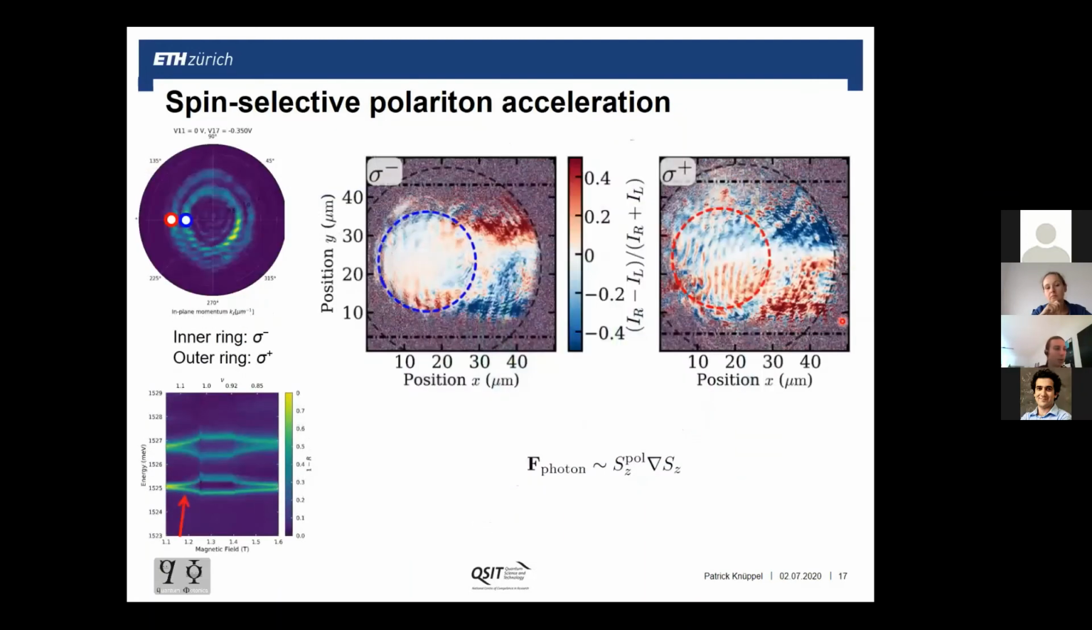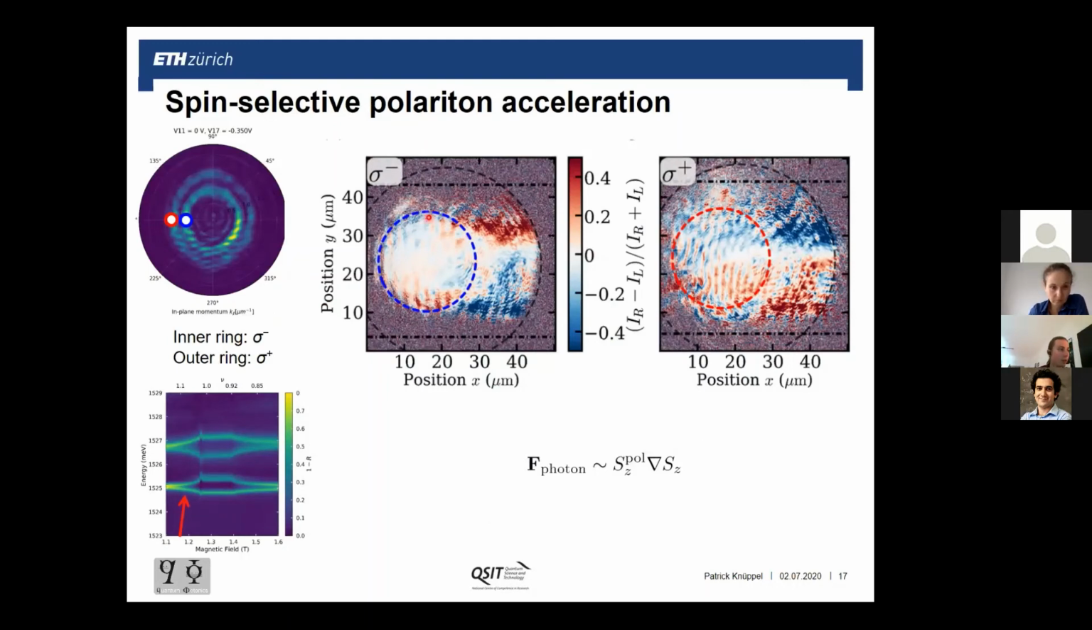It's instructive to look at this in real space. So here the experiment is a bit different. If we pump a particular point in K space and look at the right propagating polaritons, we see that if we again take such a difference image, for one voltage, the sigma minus is deflected upwards, while the sigma plus is deflected downwards. And it flips again if you flip the direction of the spin density gradient.